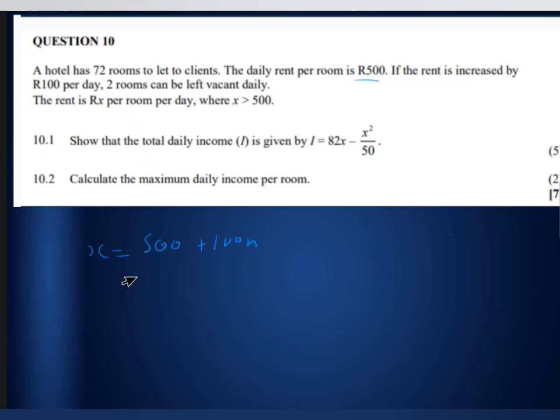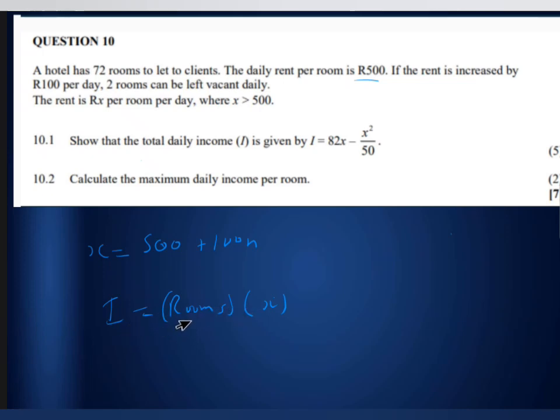So we know that the income, okay, let me just show you something. The income, first of all, is supposed to be equal to the number of rooms times the amount, which is X. This is the income. I'm sure you agree with me, right? The income is equal to the number of rooms times the rent.